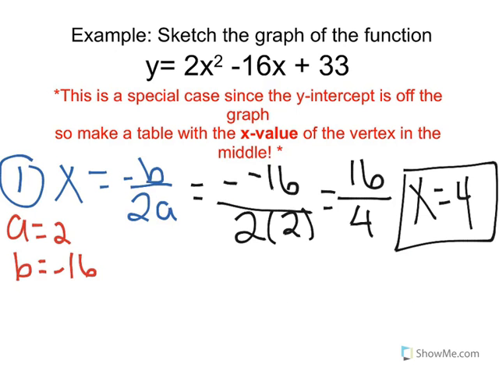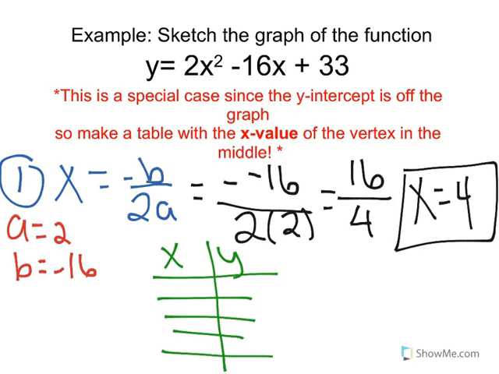So now let's find the vertex. Or you can make a table. Either way is okay. So if I just go right to the table, I want to put my x value in the middle. So in the middle, I'm going to put 4. And then I need to go 2 numbers down. So I can go 4, 3, 2. And then I want to go 2 numbers up. 4, 5, 6. And I'm going to substitute those values in.